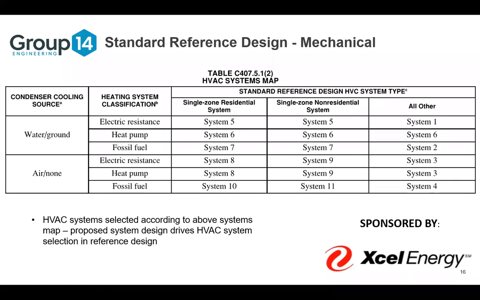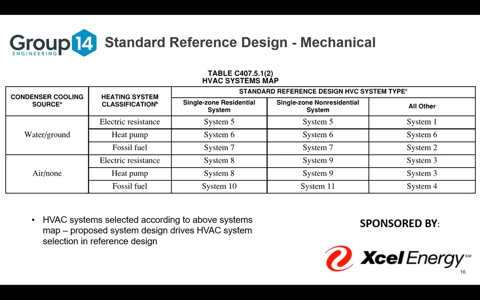So here's the HVAC table. Section C407 tells you how to figure out what HVAC system should be modeled in the baseline. So you start with your condenser source. We'll do an example. I heard that you have a lot of multifamily, so we'll do an example of split heat pumps in the proposed design. What should your baseline be?